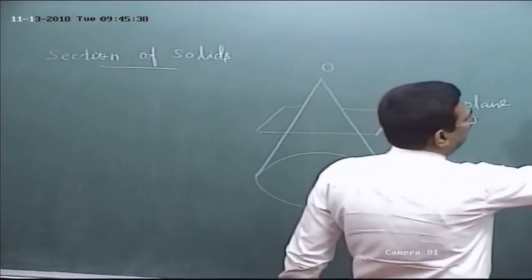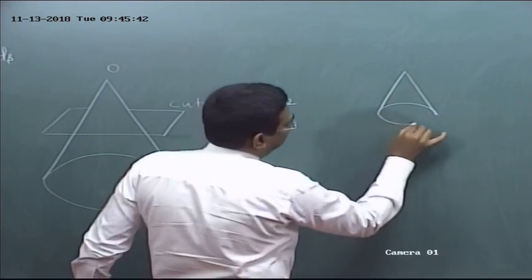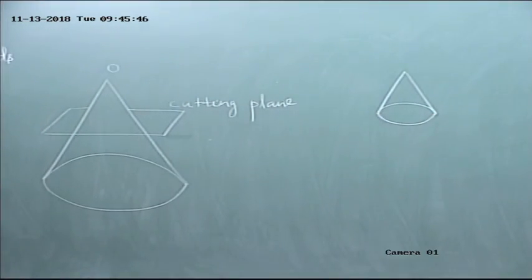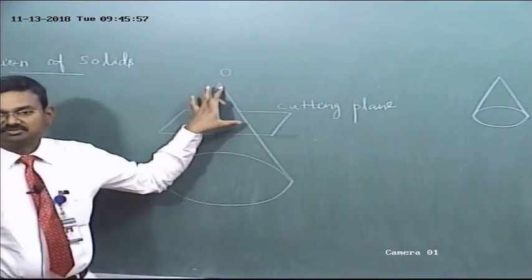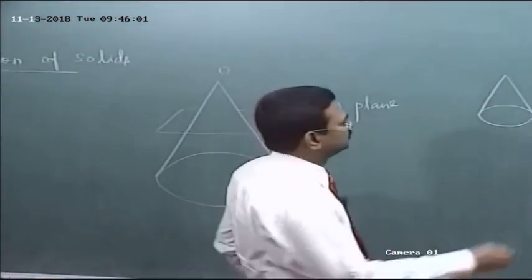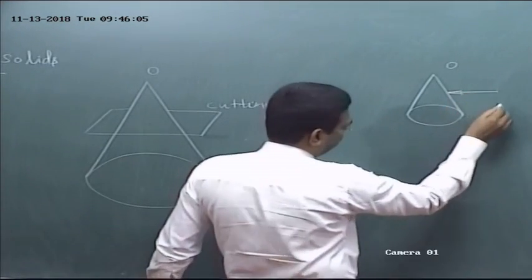See, after cutting the cone, you will get two portions. One is the removed portion, the other is called the remaining portion. As a result of cutting, the portion, which is usually smaller in size, between the observer and the cutting plane is assumed to be removed. So, the vertex O, it is called the removed portion.